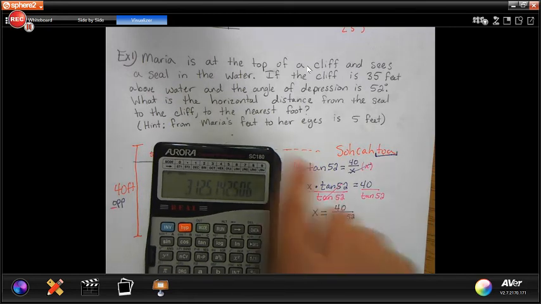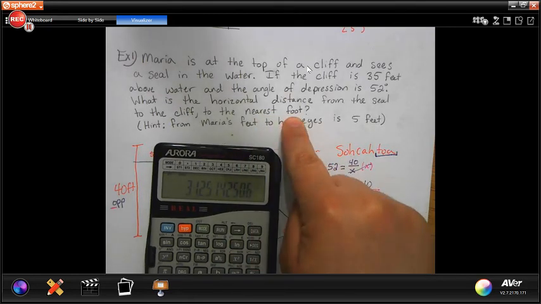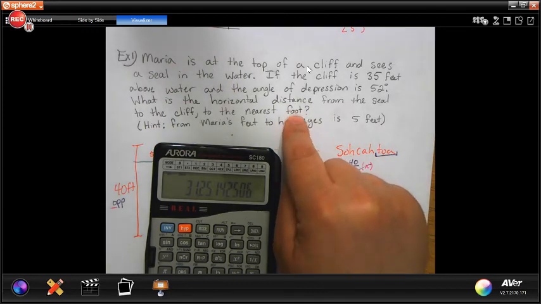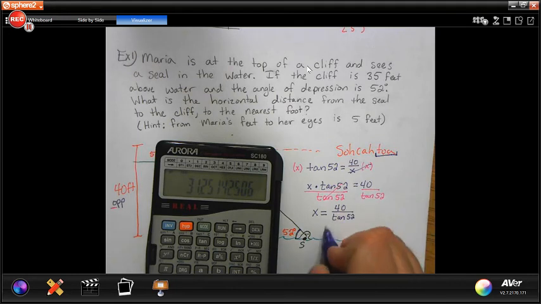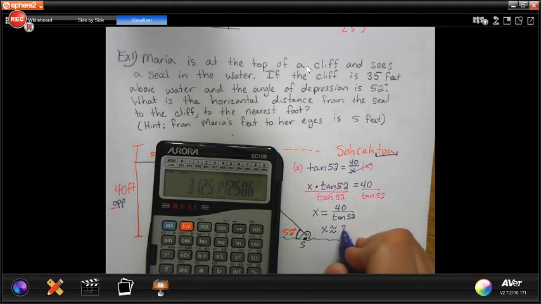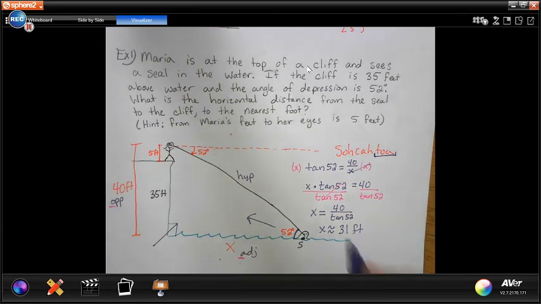Now, it says to the nearest foot. It doesn't say to the nearest tenth of a foot or hundredth of a foot. It says the nearest foot, which means we need a whole number, no decimal. So it's 31.2, which is closer to 31 than it is to 32. So x is approximately 31 feet. And that would be our official answer.